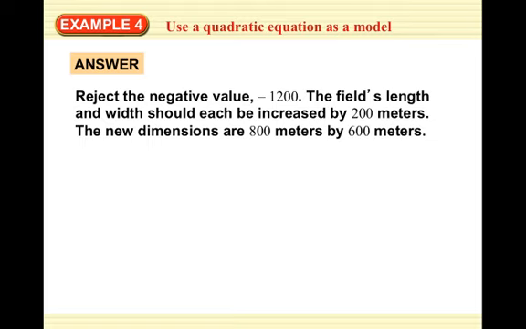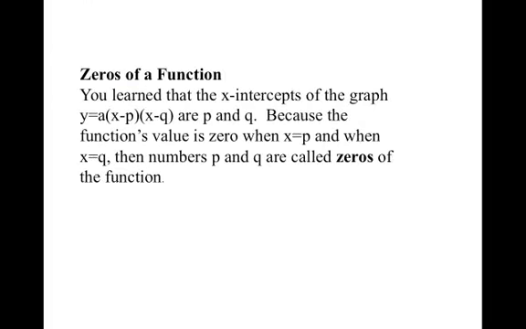The field's length and width should each be increased by 200 meters. The new dimensions should be 800 meters by 600 meters, because 600 plus 200 is 800, 400 plus 200 is 600.